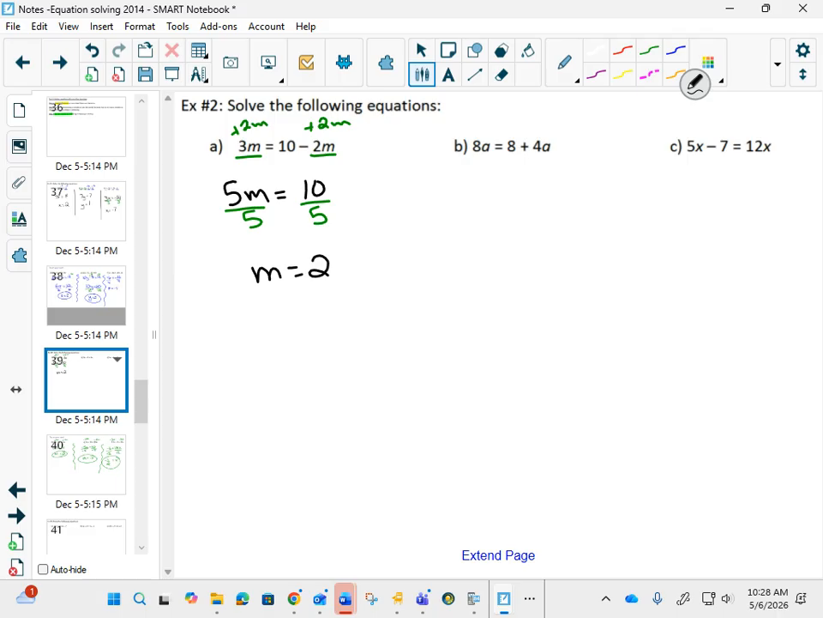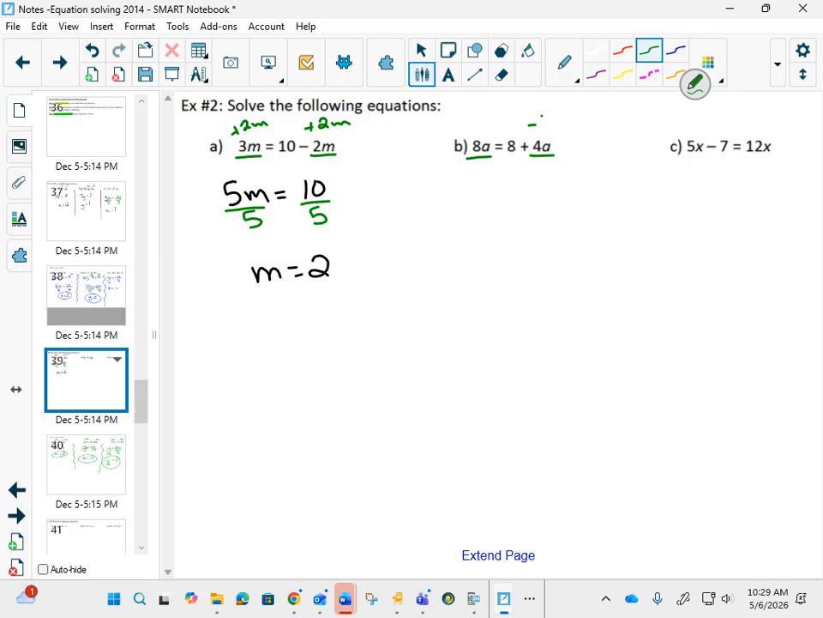Like if I read this next one out, I have a number in my head and I multiplied it by 8. The answer I got is exactly the same as when I took that same number, multiplied it by 4 and added 8 to it. So now we look at this and we notice these are like terms, but they're on opposite sides of the equal sign.